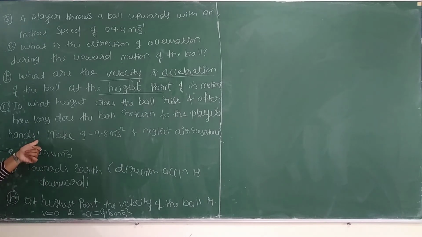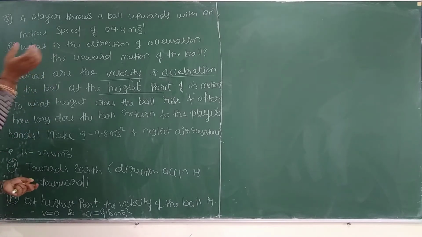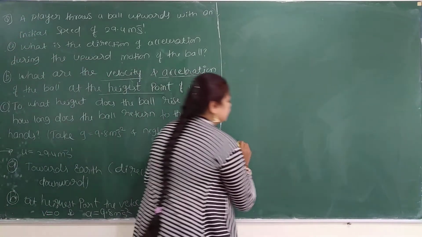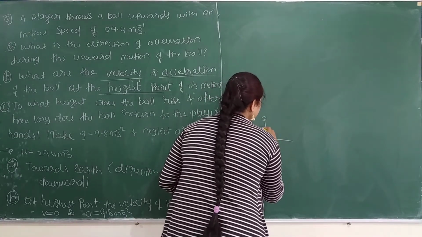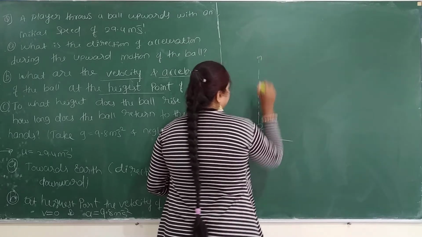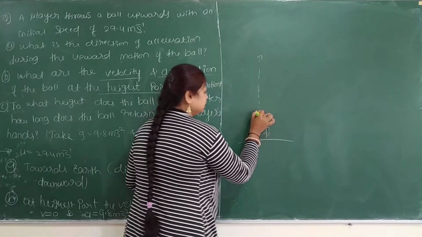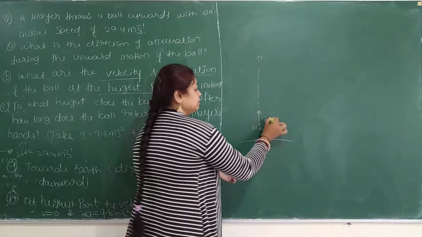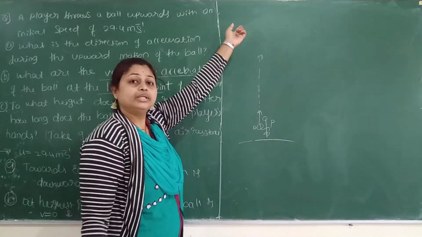So when the player throws a ball, it will take a certain time to reach that highest point. Just here once again, a person is throwing a ball, it is moving in the vertically upward direction. So this is a ball, here is the player and he throws the ball vertically upward.